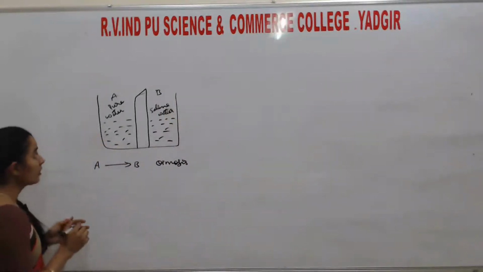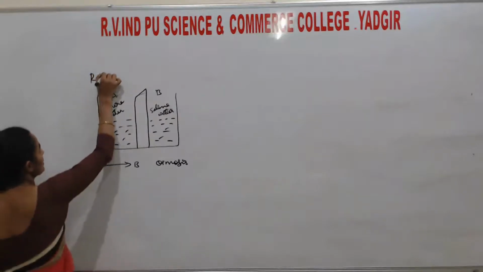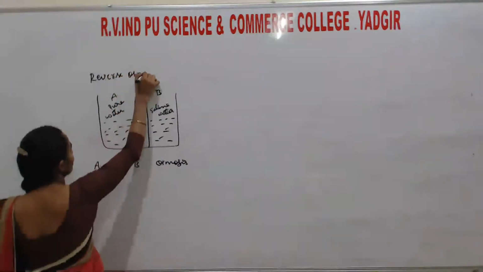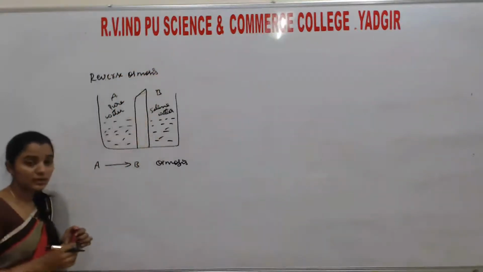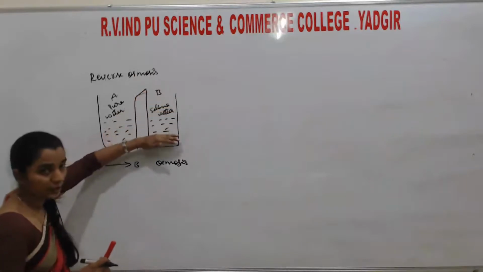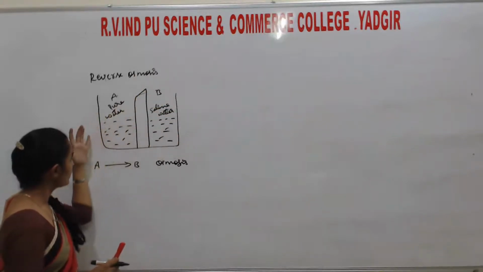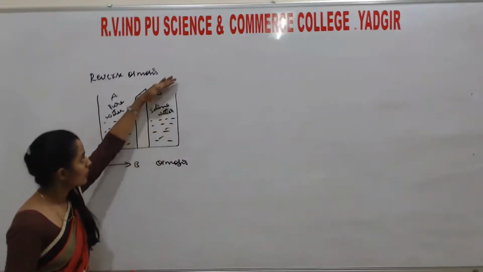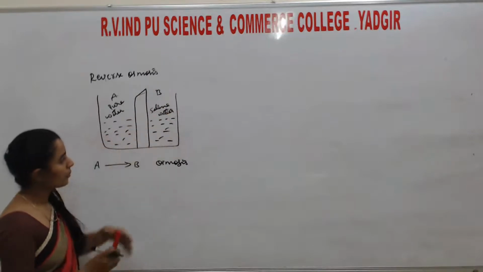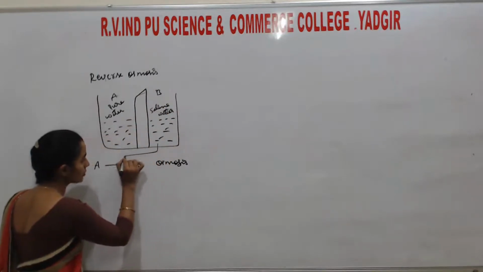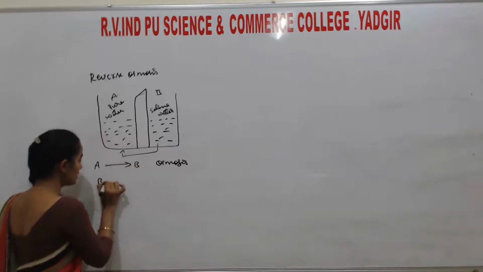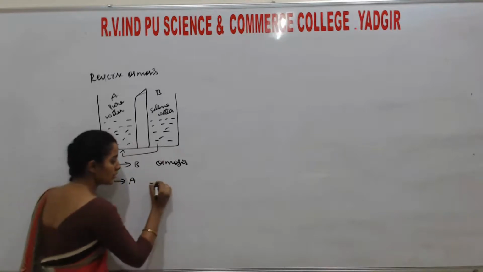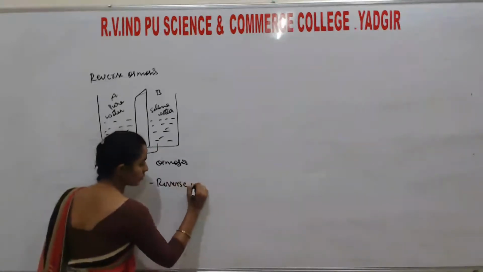So instead of that, what is this reverse osmosis? We are applying more pressure here. To stop the movement of the solvent particles from A to B, we apply more pressure here. If we apply more pressure, what happens? The process takes place in this manner. That is, the solvent particles move from B to A. So this is called reverse osmosis.